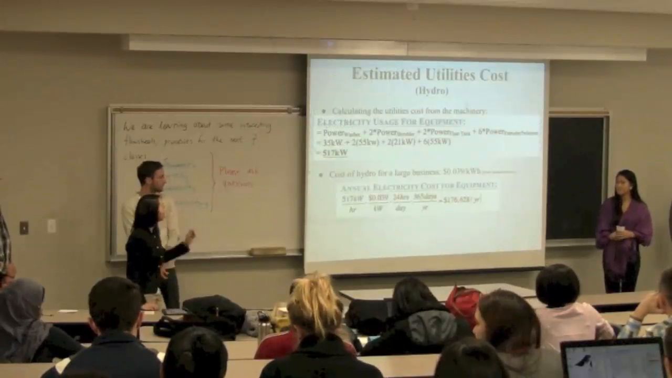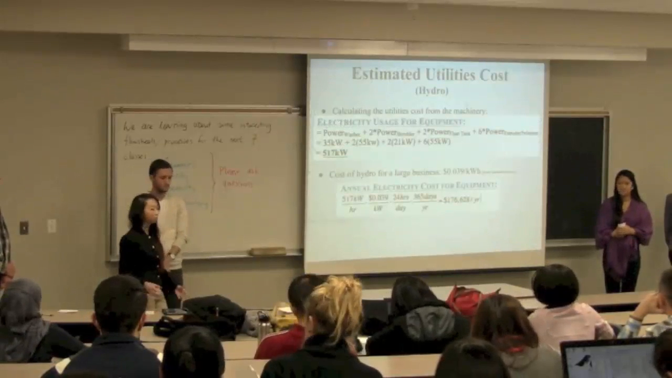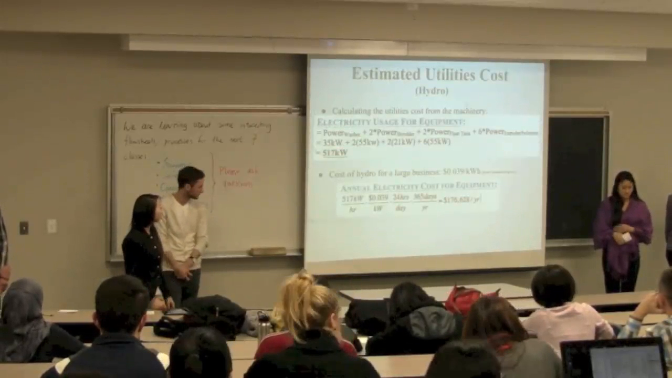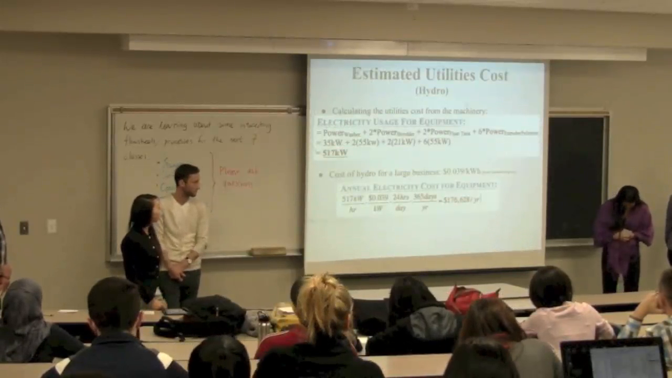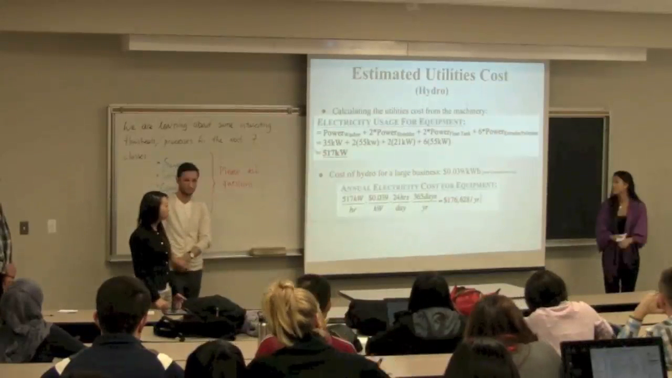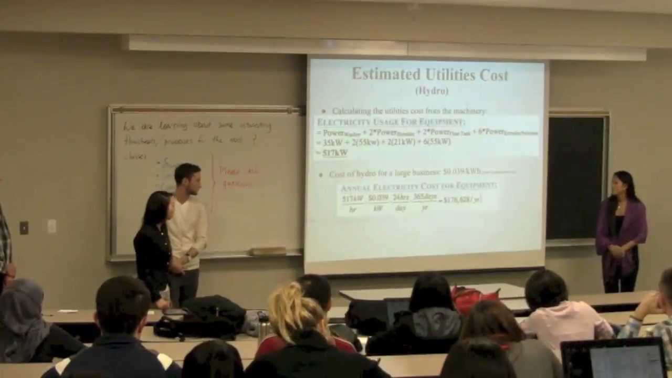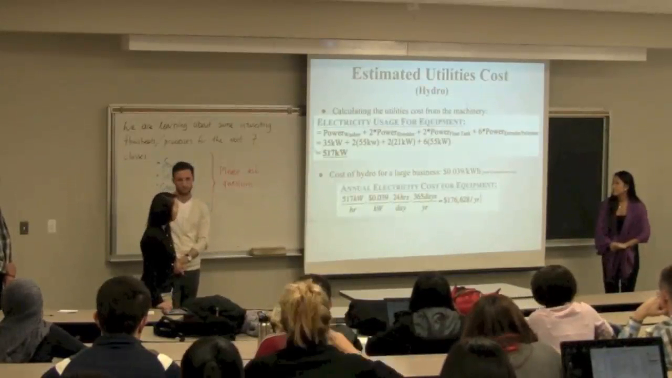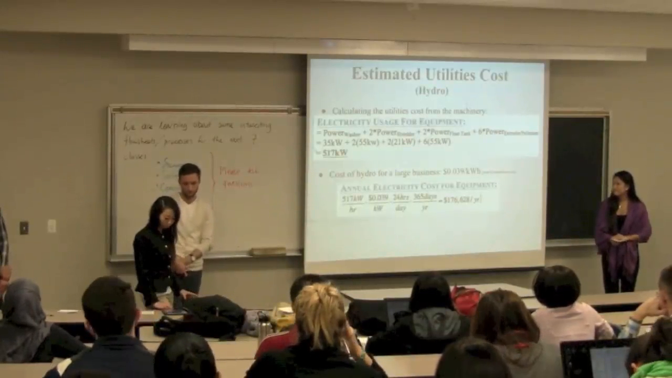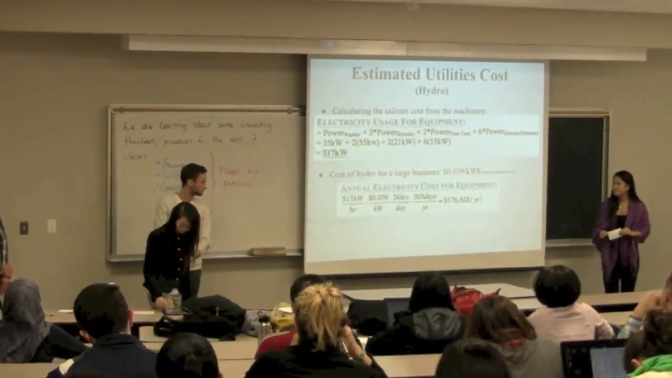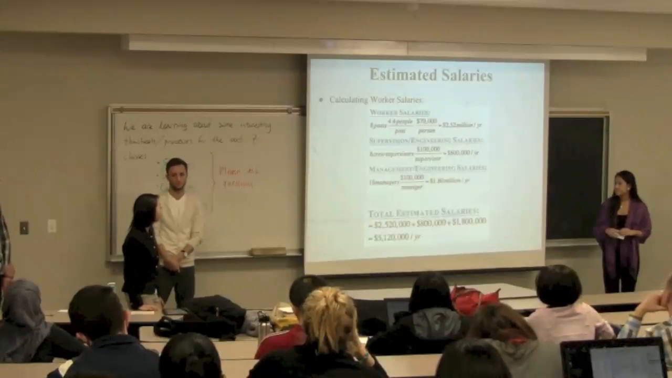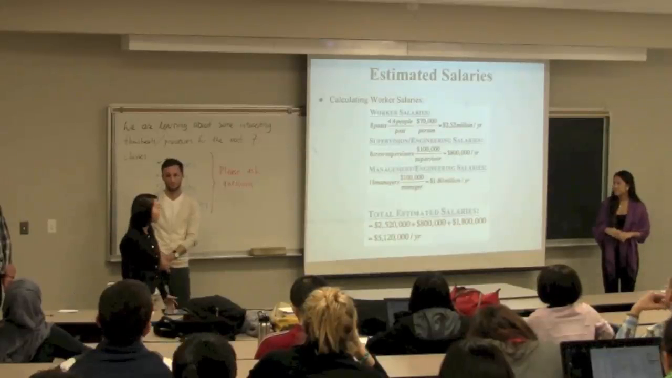To estimate the utilities, we took the power from each piece of equipment and multiplied it by the number of pieces we need, and this gives us a total of 517 kilowatts. The cost of hydro for a large business is approximately 3.9 cents per kilowatt hour, and this is from CanadaEnergy.ca. So the annual electricity cost for only these pieces of equipment is $176,000 per year. The estimated salaries we came up with is $5 million per year.